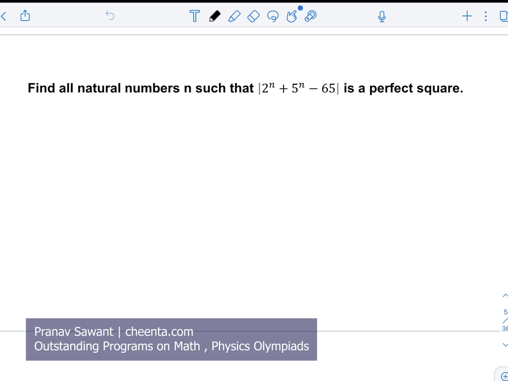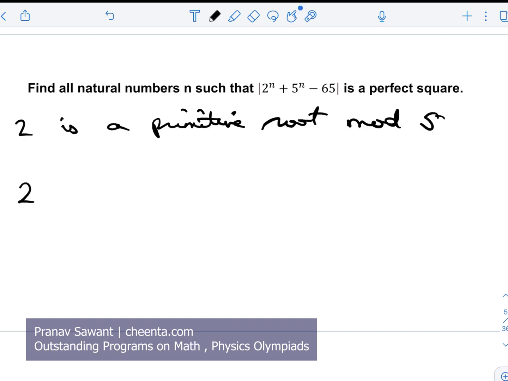So what you can basically see is that we have 5 raised to the power n and 65, which are both multiples of 5. And if you know a little bit about primitive roots, you can see that 2 is a primitive root mod 5. What does this mean? That basically means that there will exist an integer k so that 2 raised to the power k is congruent to a mod 5 for all integers a coprime to 5. Now we have 5 raised to the power n, which will be a multiple of 5, and we have 65. So we get the intuition that we will have to work mod 5.